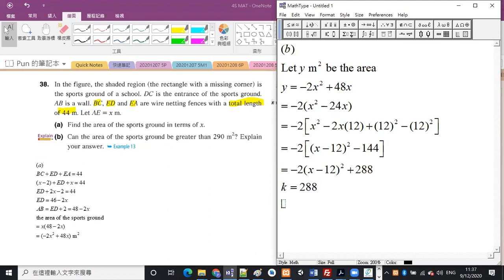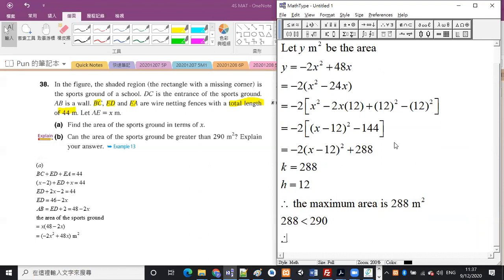K value is 288. And then H value is 12, right? Okay, therefore, the maximum area is 288 meters square. Okay, but we need to compare with the 290. Okay, and 288 is less than 290. Therefore, no. Okay, it cannot be greater than. It cannot be greater than 290 meters square.